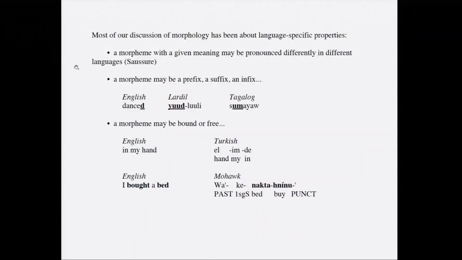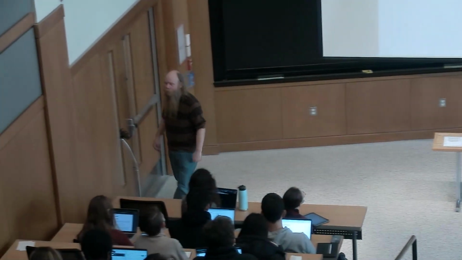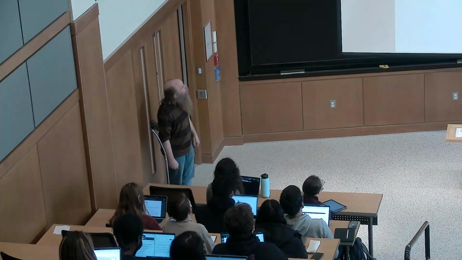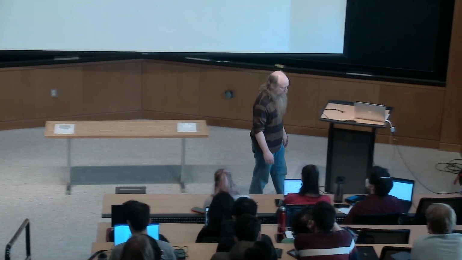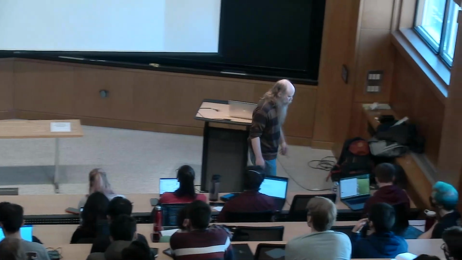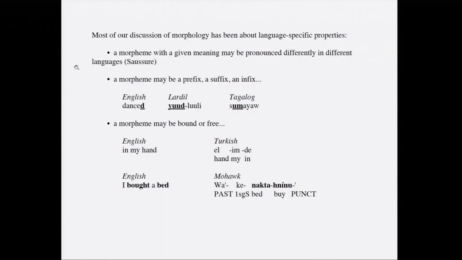Okay. So we've been talking now about morphology for a little while. And we have mostly been talking about language-specific properties. So we've been saying a morpheme with a given meaning is pronounced differently in different languages. So we started with cat. We convinced ourselves that if we wanted to look for things that were universal about language, figuring out that the word for cat is cat, that's clearly not universal. Every language has a different word for cat. So morphemes with the same meaning can be pronounced differently in different languages.